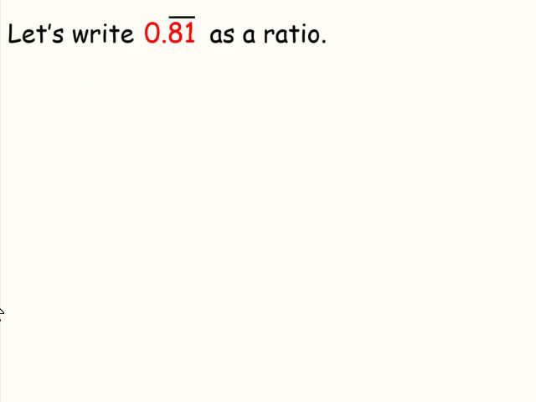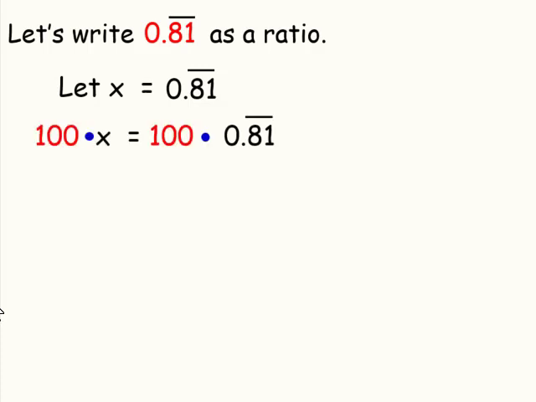Let's take a look at another example. We always begin by letting x equal the repeating decimal. Since it's repeating after the hundredths place, we'll multiply both sides by 100. This will leave us with 100x is equal to 81.81 bar. We're moving the decimal place over 2 places. But remember, 81 repeats infinitely after the decimal.